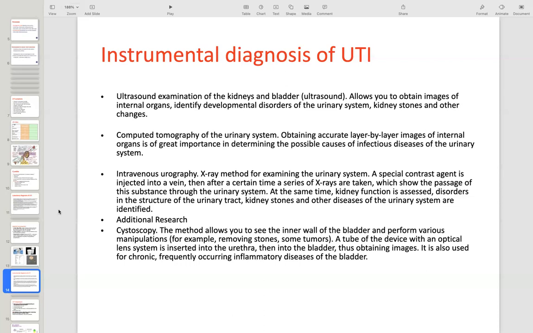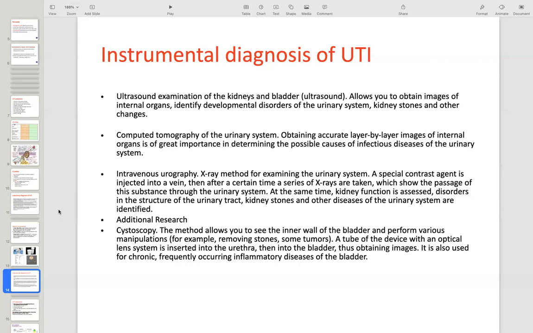Next is intravenous urography, an X-ray method for examining the urinary system. A special contrast agent is injected into a vein, then after a certain time, a series of X-rays are taken, which show the passage of this substance through the urinary system. At the same time, kidney function is assessed. Disorders in the structure of the urinary tract, kidney stones, and other diseases of the urinary system are identified.